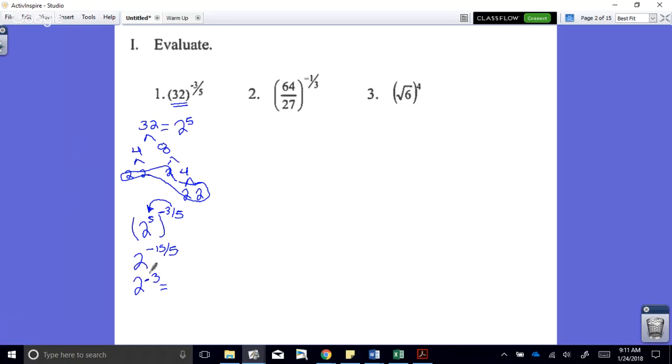And so now we've got to talk about the negative. Negative powers. So instead of 2 to the negative third, it becomes 1 over 2 to the third. And the final step of this is actually multiply. So 2 times 2 times 2, or 2 to the third, is just 8. So my final answer for number 1 is 1/8.